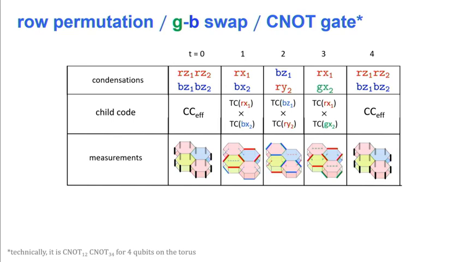So the sequence is shown here. The first row shows the sequence of condensations. The second row shows the effective code at each instant in time. And the third row shows the measurements that we actually perform to achieve that. If you look at step one and step three, these are the same steps, but step three in comparison to step one has green and blue exchanged. And that gives you the intuition of why green and blue are swapped as a consequence of such a sequence of measurements.